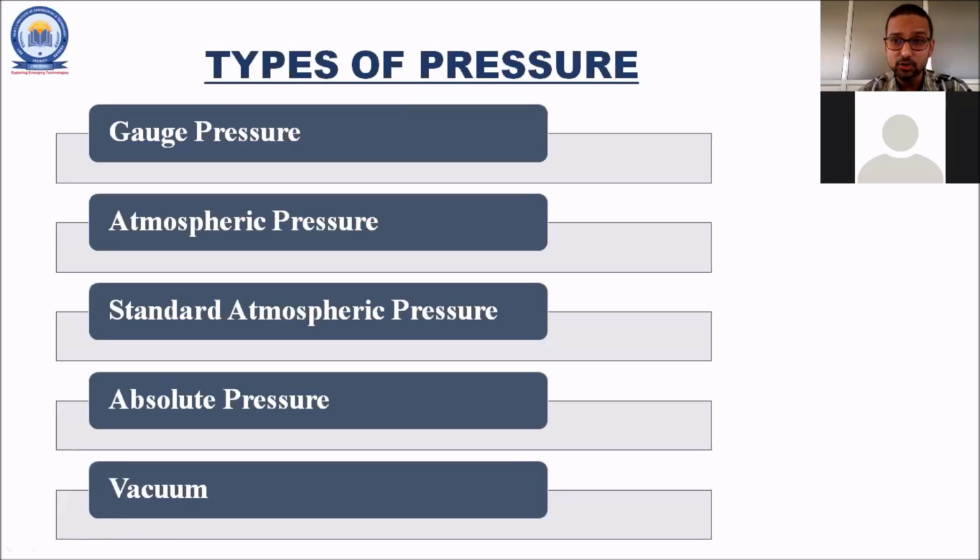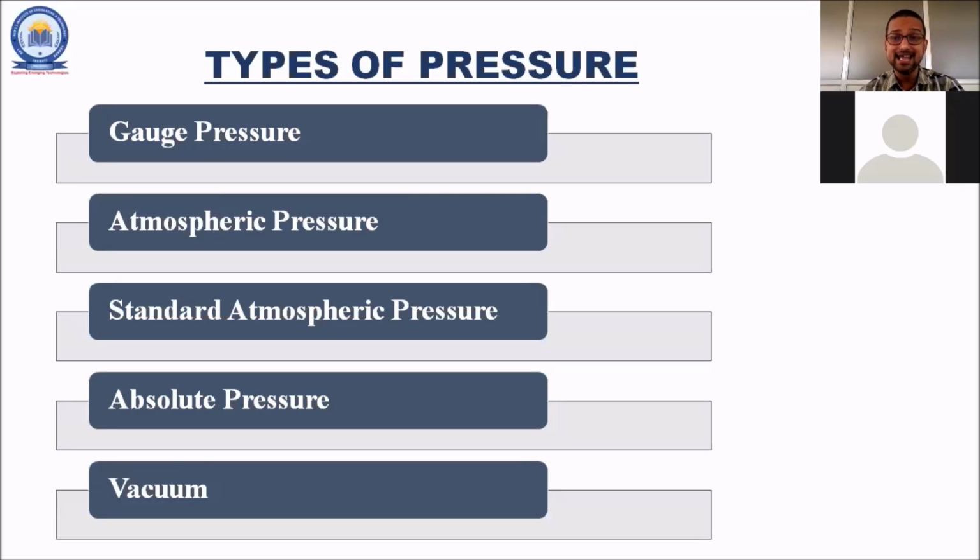Moving further with the next topic of pressure, that is the types of pressure. Dear friends, there are 5 different types of pressure. The first one, that is the gauge pressure. The gauge pressure is a type of pressure which is measured by an instrument known as the pressure gauge. Pressure gauge is a device or instrument which is used for measuring the pressure. And the pressure which is measured by the pressure gauge, that is known as the gauge pressure. So it is very easy to understand the definition.